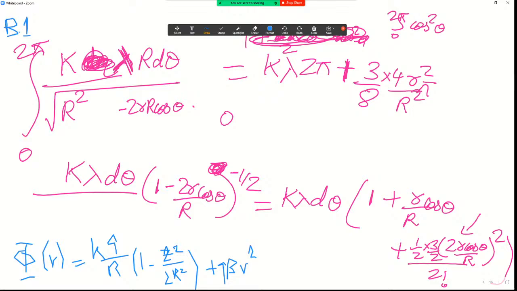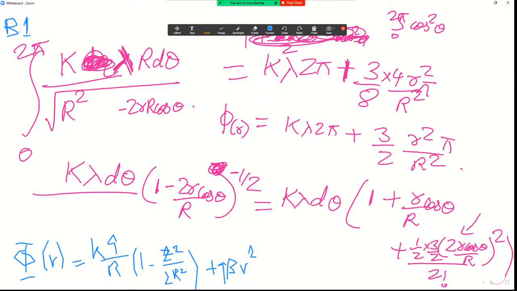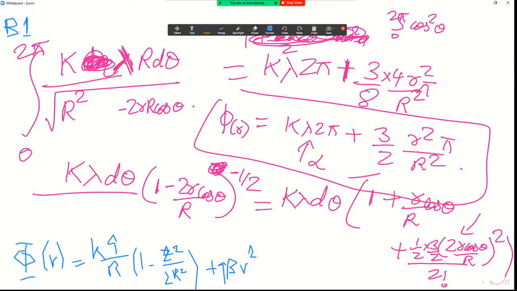So total flux as a function of r equals k lambda 2 pi plus 3 by 2 r square pi by capital R square. And this is alpha, this is beta. And what we have to find? We have to just find beta. Wait, I forgot to multiply k lambda here. So this is beta. Okay. And lambda will be q by 2 pi r.